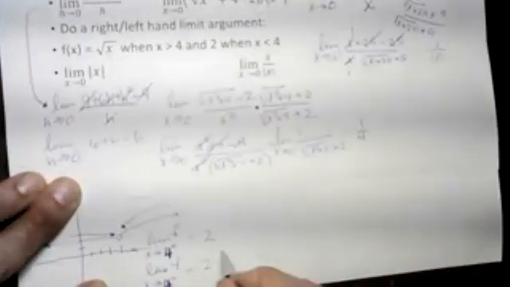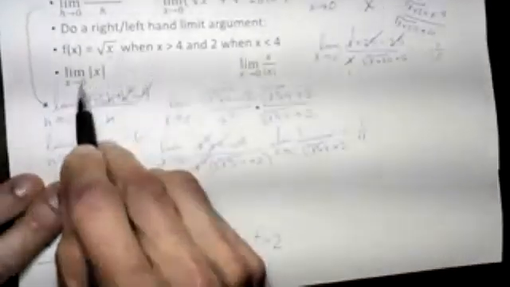Okay. So as x goes to 4 from the right, this comes in on 2. As x goes to 4 from the left, it is 2 the whole way. They're both approaching a hole, which is not a problem. So the answer, the limit of f as x approaches 4 from both directions is 2.